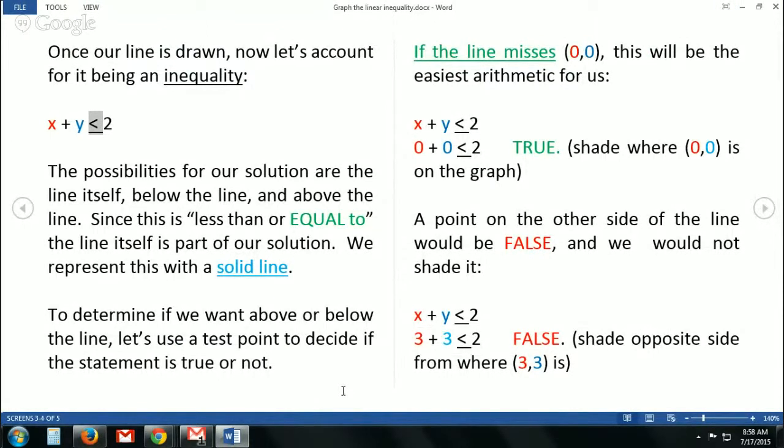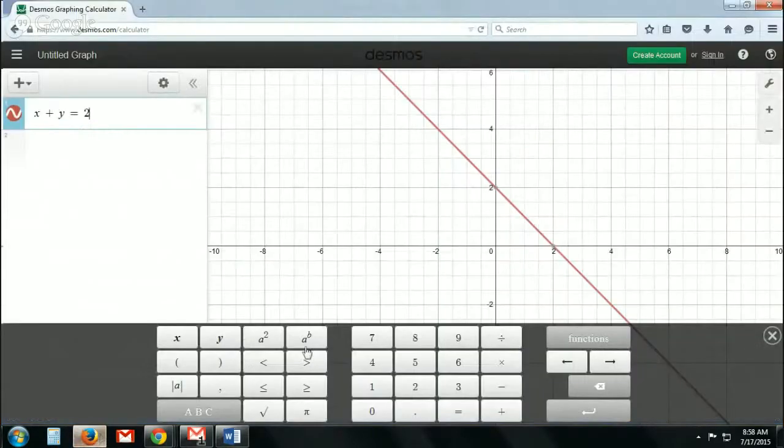The easiest way for us to do this is to use a test point. Now, if your line misses the point (0, 0), and ours did, then that's the best point for us to use because it'll make the arithmetic as easy as possible. (0, 0) represents everybody that is on this side of our line. So when we put (0, 0) in, we want to see, will it give us something that is true or false? If it's true, I'll shade over here on this side. If it's false, I'll shade the opposite side.